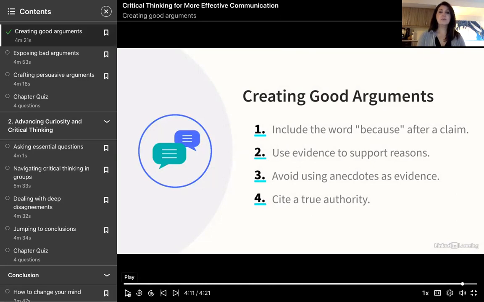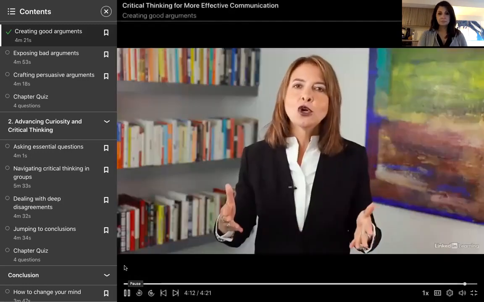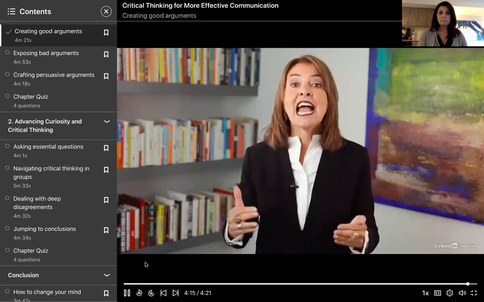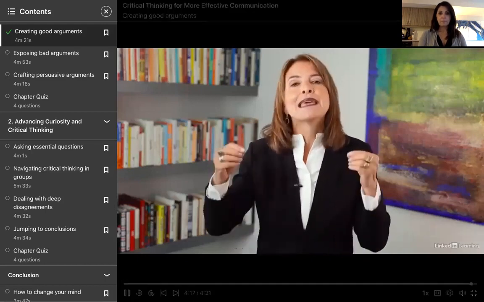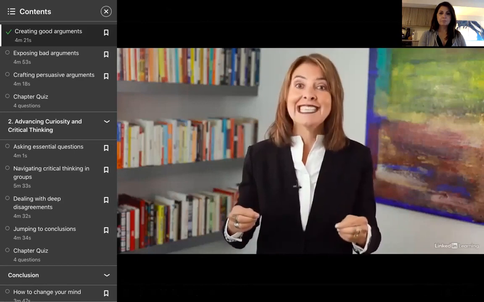So recap: to create a good argument, you need to have the reasons by saying because. You can use different wording as long as you provide the reason for your claim. You can use evidence to support your reason. You should avoid using anecdotes, as he said and she said, and you can have the proper citation. Construct good arguments from solid foundations, and you'll communicate conclusions that can be counted on to guide wise decisions.